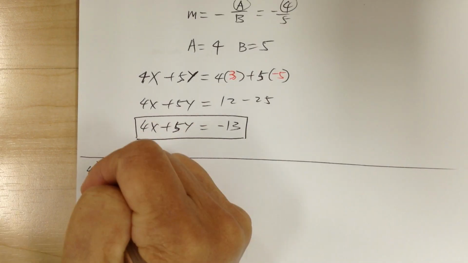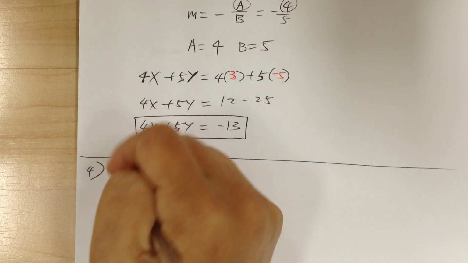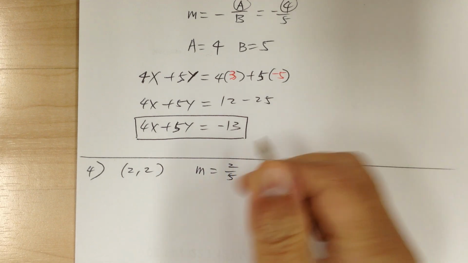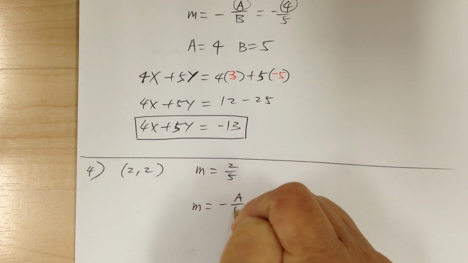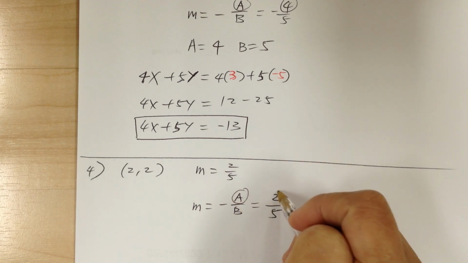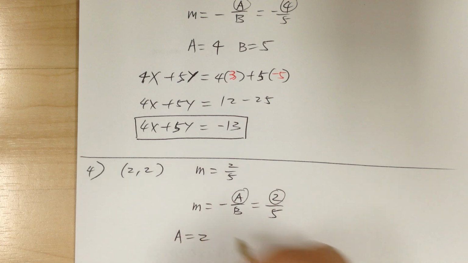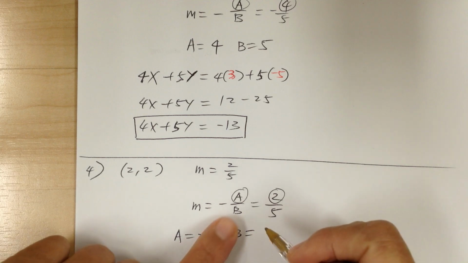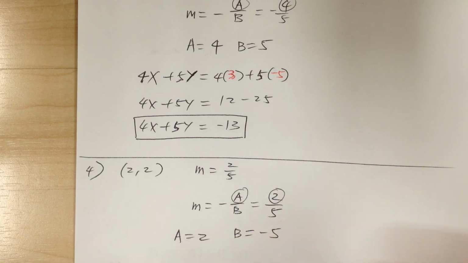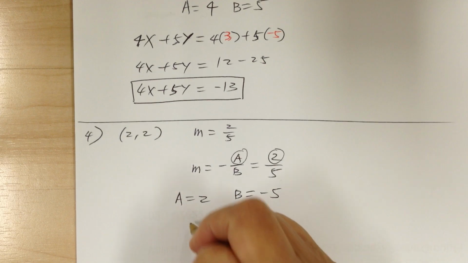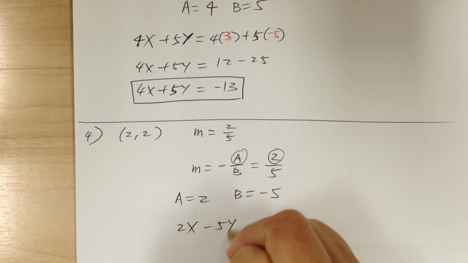Okay, let's go to number 4. So you got (2, 2) and m equal to 2/5. Again, m equals -a/b, and this is equal to 2/5. Again, always match up your a first. A is always positive, so a equals 2. And you can see that -b equals 5, so b has to equal -5. So you can just match it up. Once you get the a and the b, your equation would be 2x minus 5y.